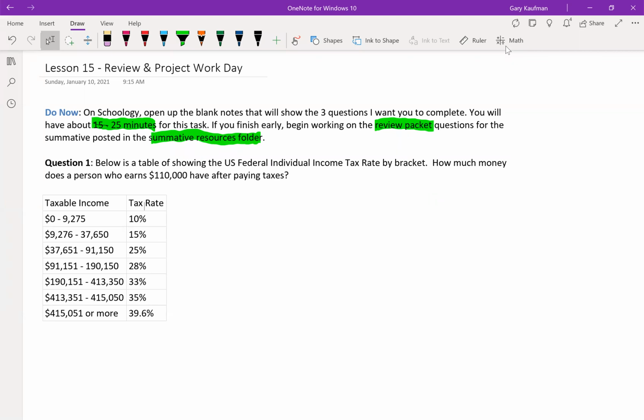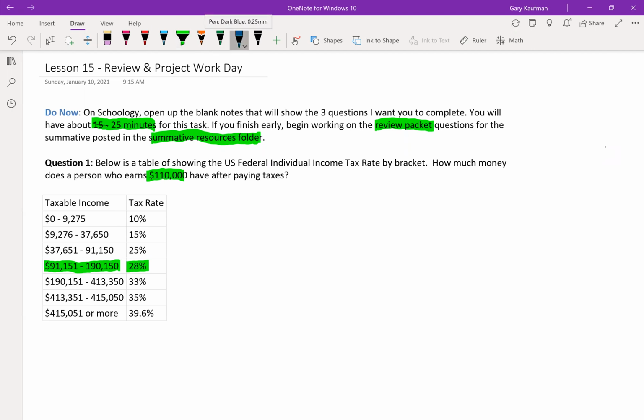So here are some of my hints for these questions. Below is a table showing the US federal income tax rate by bracket. Now this is the US federal, and the way that it works is we can start to say, okay, we are told that they are earning $110,000. So what you need to look at is, you have to figure out where that number falls. That number falls right here between 91,151 and 190,150. Therefore, they are paying 28% in tax.